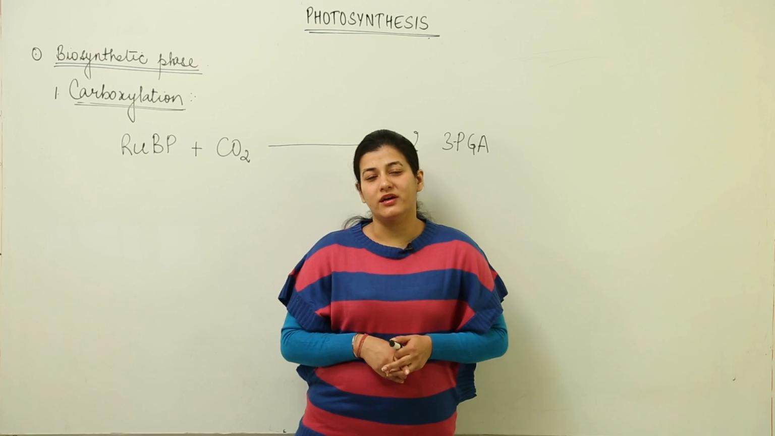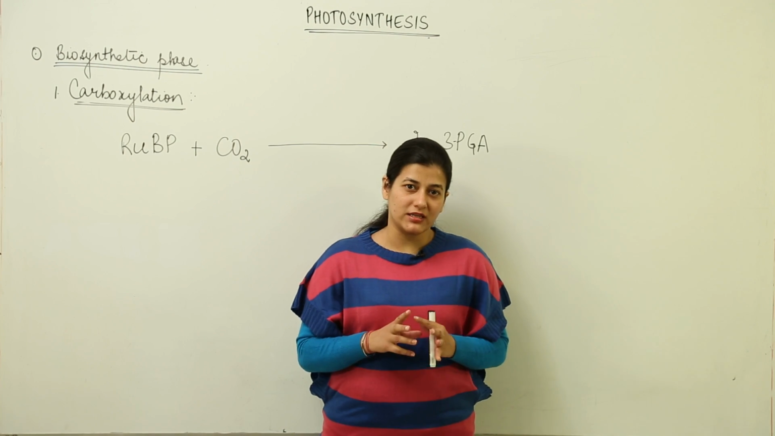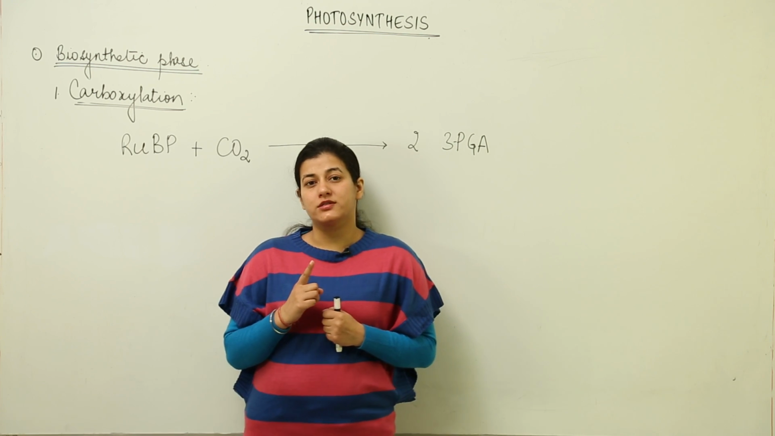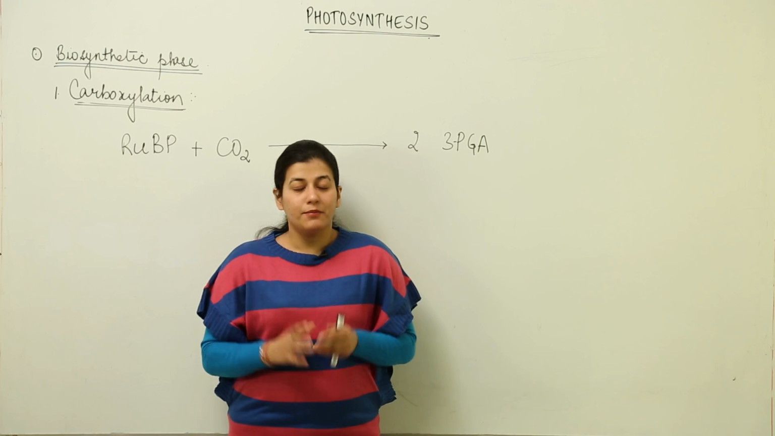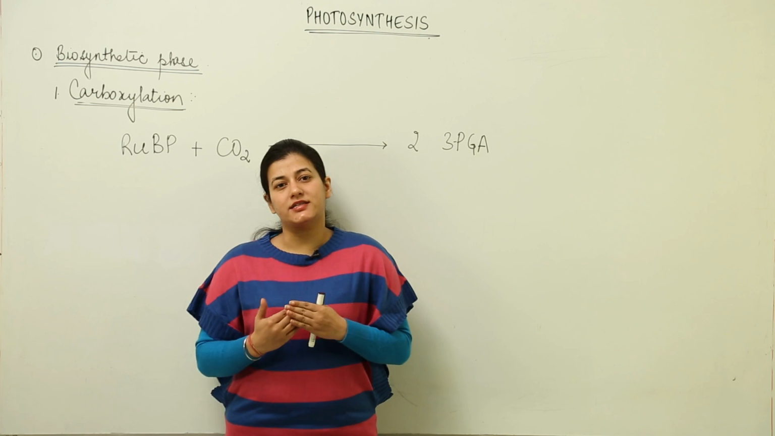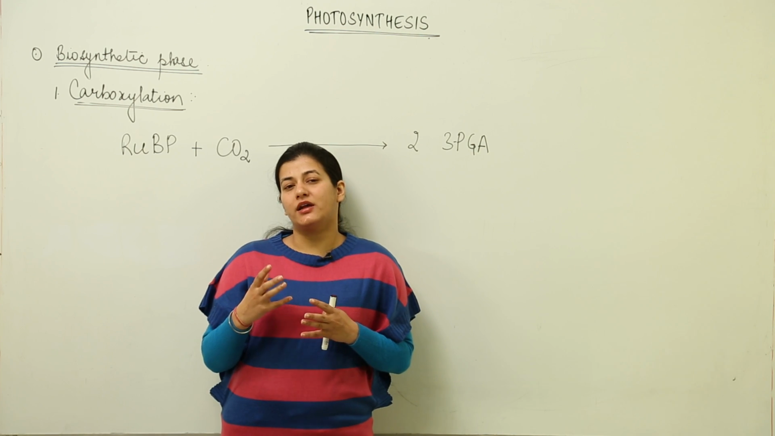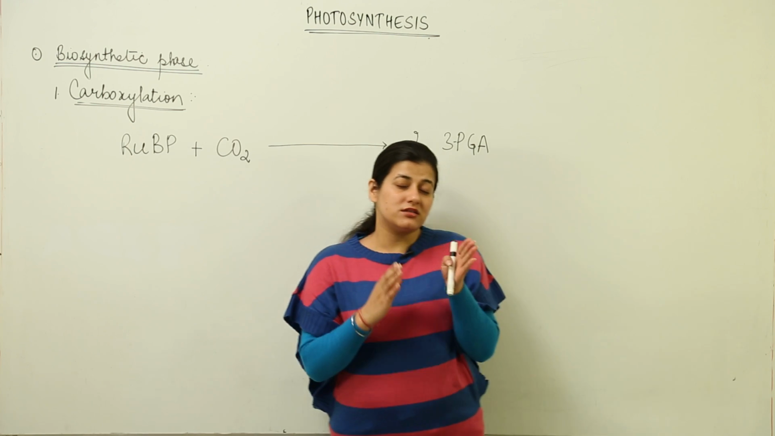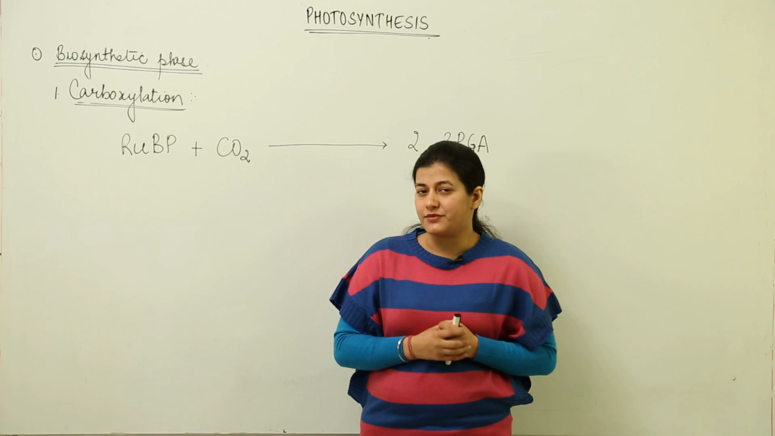One by one now we are going to consider the steps in biosynthetic phase. As you know by now that the first step was the carboxylation. Because we are dealing with that stage of photosynthesis where there would be reduction of carbon dioxide basically, that is the Calvin cycle that we were talking about.